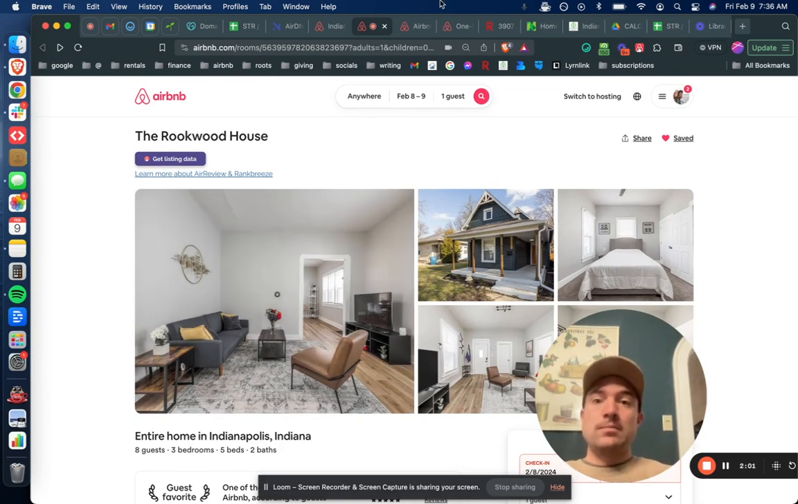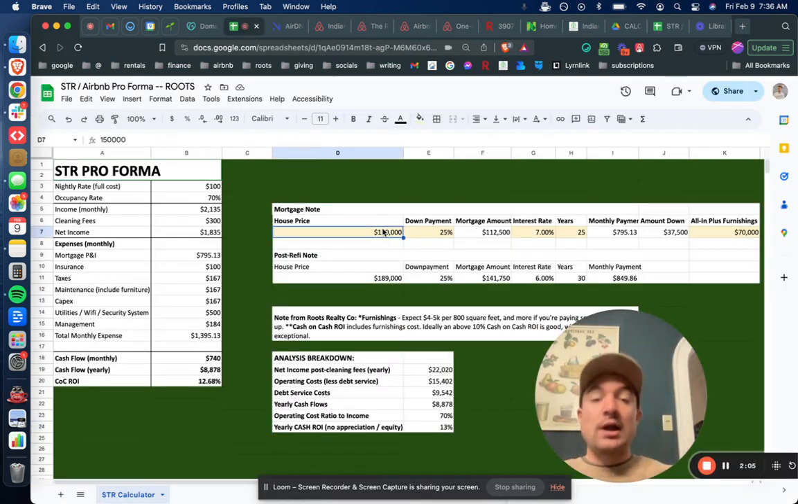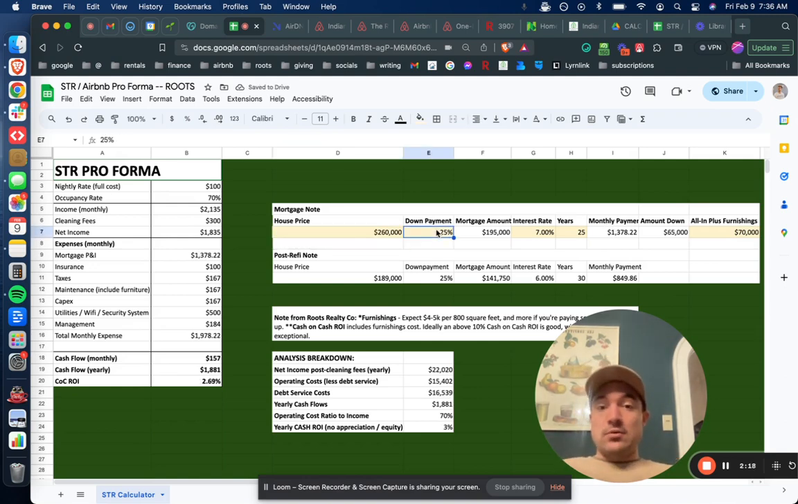So this house, I negotiated a purchase of 260,000. So going back to our spreadsheet, what we're first going to do, and I am using a mortgage, so I should say that. I'm not buying this in cash. So we're going to punch in 260,000 in the calculator. I'm doing 25% down with a commercial DSCR loan. I like those right now because the interest rates are lower. My rate is 7% at 25-year amortized.